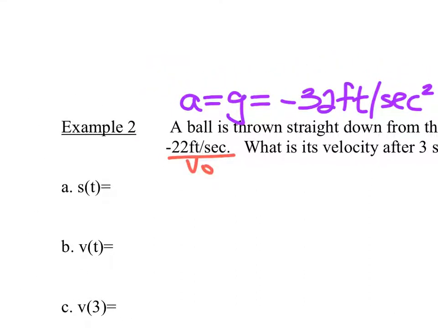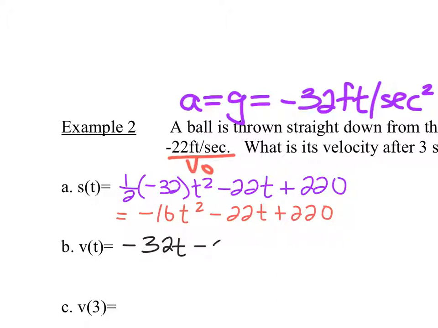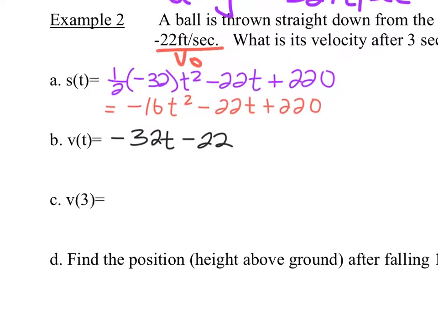All right, so we'd be looking at, I'll write it out, 1/2 times negative 32 t squared minus 22t plus 220. And you can clean it up: negative 16t squared minus 22t plus 220. V of t is really just asking you simply to take the derivative, and that is what? Negative 32t minus 22.